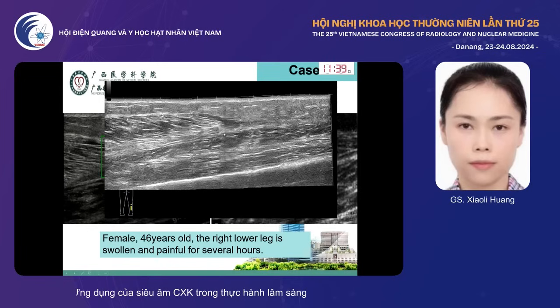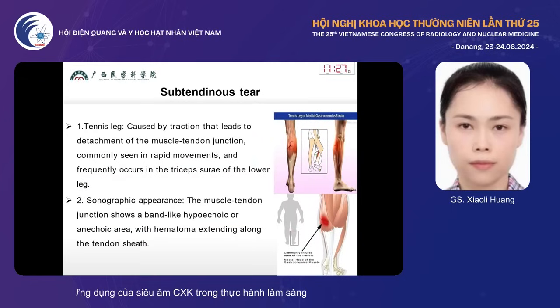This is a panoramic image of the case. Obviously, this patient has a typical tennis leg. Tennis leg is caused by traction that leads to detachment of the muscle tendon junction, commonly seen in rapid movements, and frequently occurs in the triceps of the lower leg.